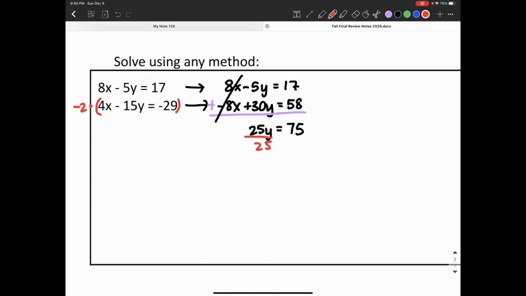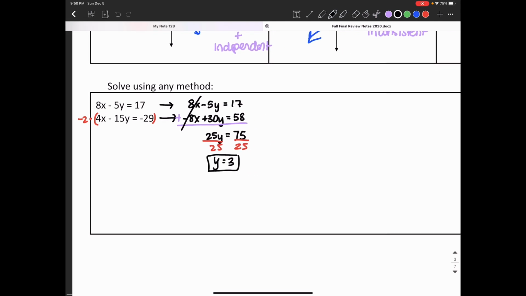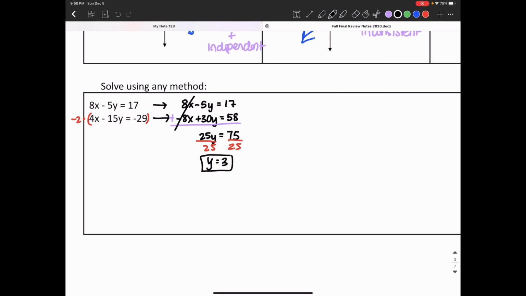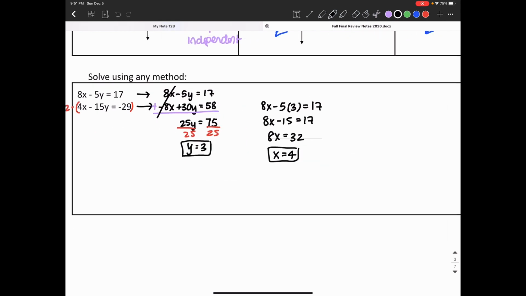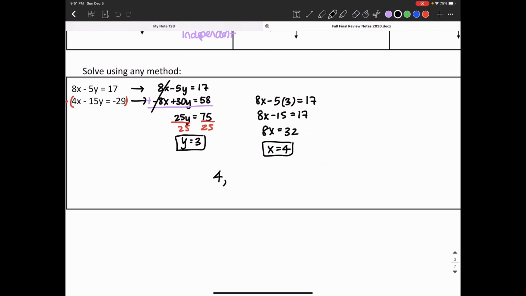And then I'm going to divide both sides by 25, and I'm going to solve for what y is, and that's going to help me get what x is. So I have y is equal to 3. That's one of my answers. And then I plug that into whichever equation I want. So I'm going to use the top equation. I'm going to have 8x minus 5 times 3 is equal to 17. That's 8x minus 15 is equal to 17, which means 8x is equal to 32. And then that means x is equal to 4. So I've solved for x and y, and I put it in point form. So 4, 3 is my answer.